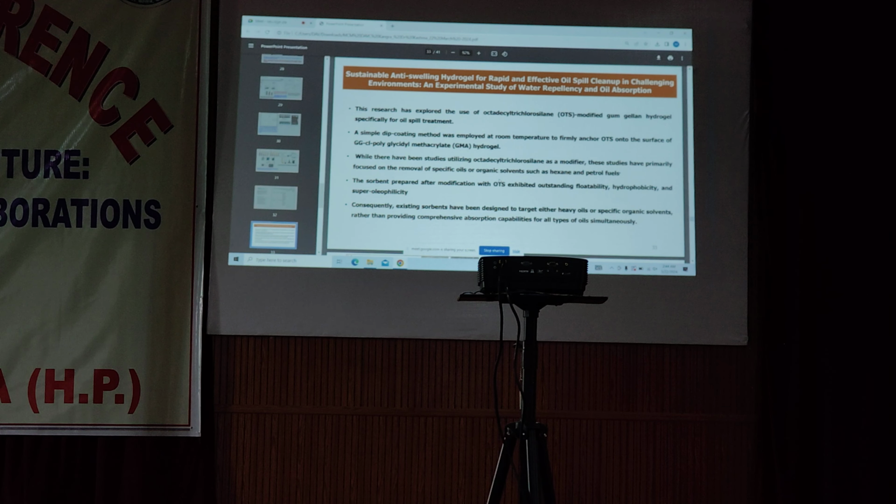After studying for many days, we came across an idea that we can use octadecyltrichlorosilane, because these are silane materials, and silane materials are hydrophobic in nature. The major challenge is to imbibe this into a hydrogel and make the hydrogel out of it. By a simple dip-coating method at room temperature, we then used this material over a methacrylate-based hydrogel for its study.